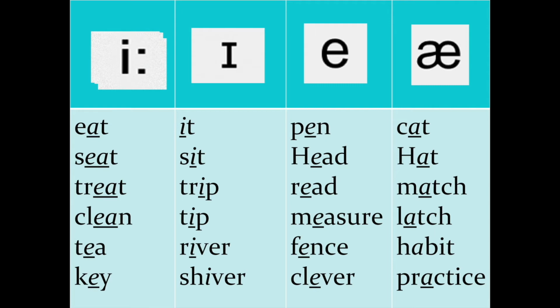And the second sound is I: it, sit, trip, river, shiver. Then E: pen, head, red, measure, fence, clever. A sound like in cat, hat, match, latch, habit, practice. So all these are front vowels. Now let us describe these front vowels.